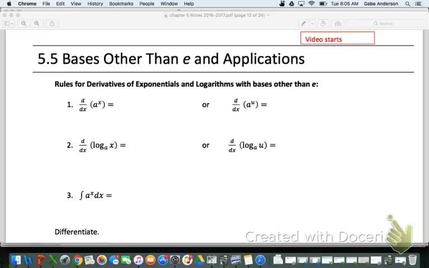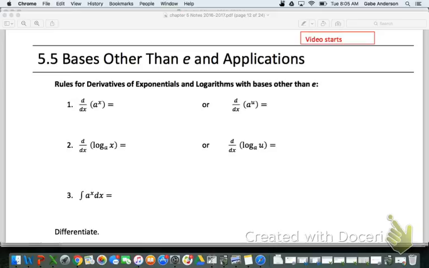So here we go. We're going to be looking at the derivatives and integrals of exponentials that are not base e. The letter a is just going to represent some base all throughout this. It's going to represent some base other than e. All these rules should work for e. Of course, if they don't, we got a little issue. But these rules would work for any other base as well.